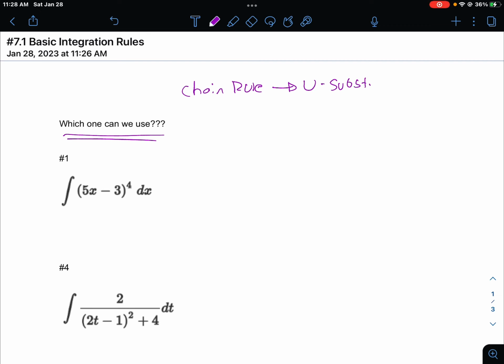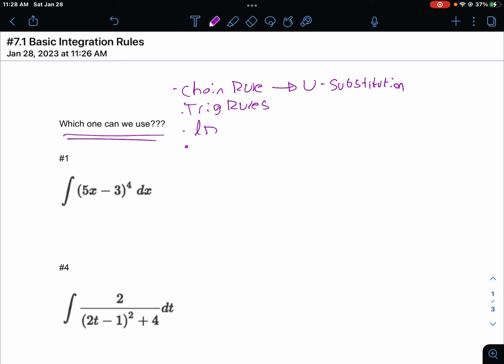How did I spell substitution wrong? S-U-B-S-T-I-T-U-T-I-O-N. Use substitution. Also, we have our trig identities, our trig rules. On top of this, we have ln. And we have a few others that we're looking for. So we have to ask, are we going to have to use an ln? Does it fit the ln method?